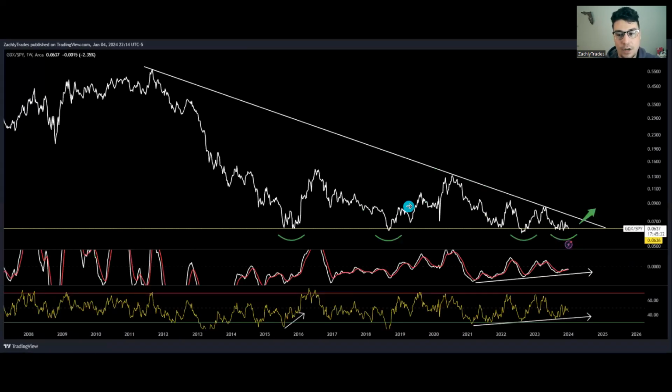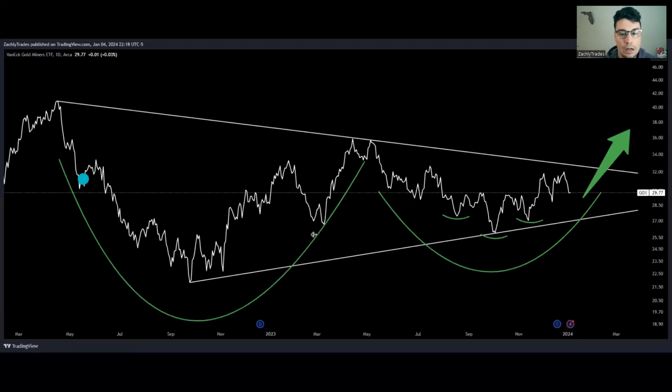So, we have this chart here starting us off, chart number one, suggesting that, hey, this is a good area where we could start to see gold outperform stocks, along with the positive divergences. Then we have this here with the cup and handle, inverse head and shoulders, triangle squeezing.